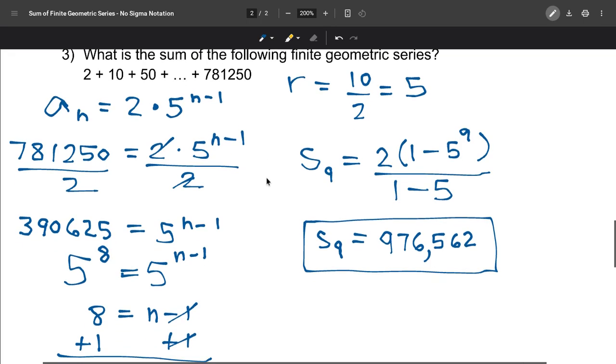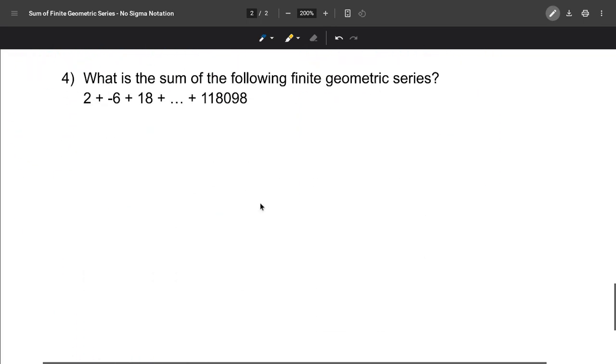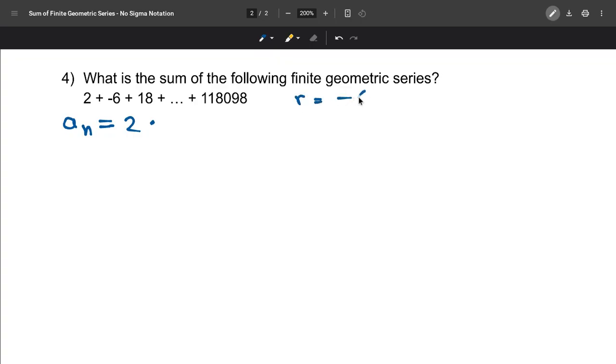Okay, one more. What is the sum of the following finite geometric series? We have 2, then -6, then 18. We go up to 118,098. I can tell here that my common ratio is going to be negative because my second term is negative, but my first term is positive. So I'm going to say a sub n equals 2 times our common ratio. Figure that out. We'll divide -6 by 2 and get -3. And we'll do that to the n minus 1 power.